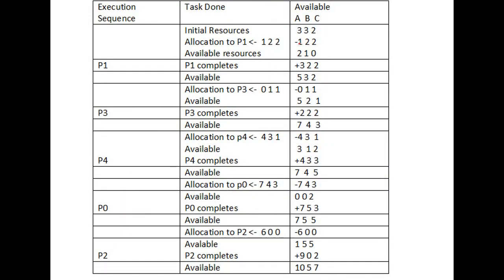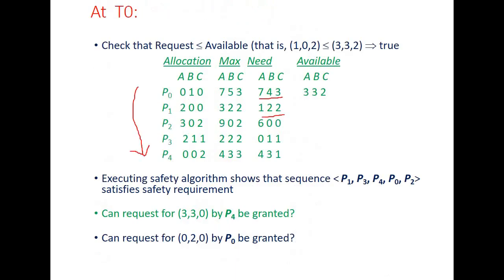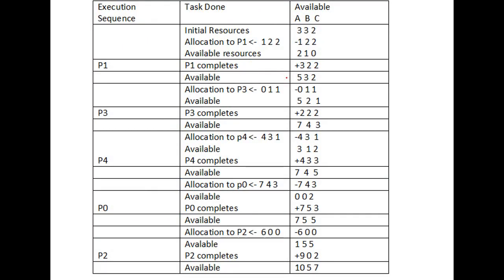So from 3, 3, 2, 1, 2, 2 are subtracted. The available resources will become 2, 1, 0. So P1 will complete its execution. After execution is completed, whatever resources were allocated to P1, that is 3, 2, 2, are released. So 3, 2, 2 are added to the list of available resources. So 2, 1, 0 plus 3, 2, 2 gives you 5, 3, 2. These are the available resources in the system now.